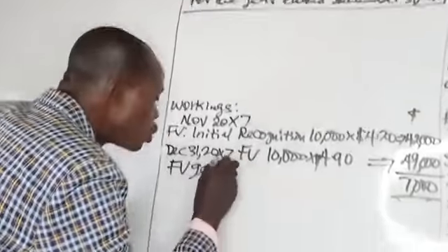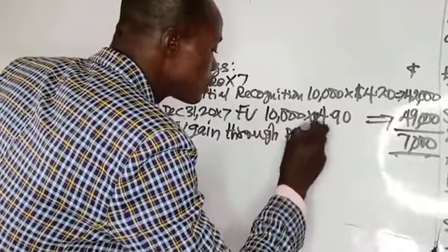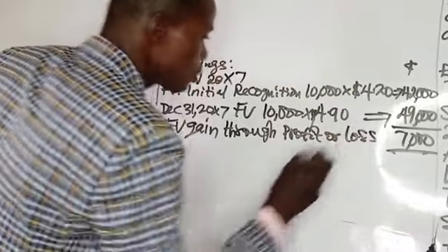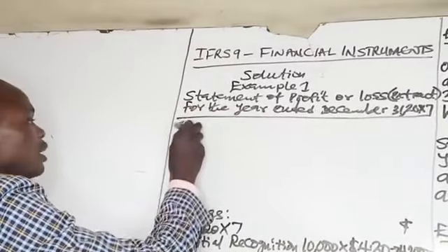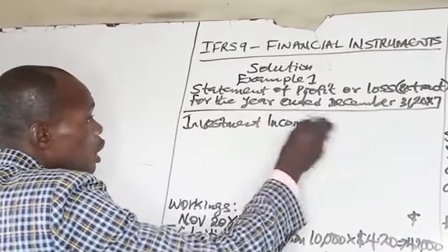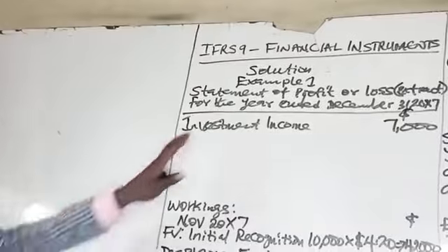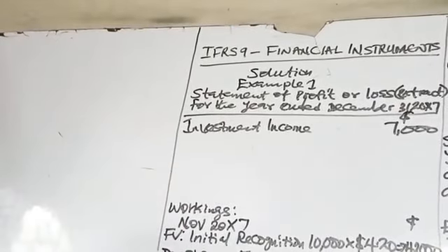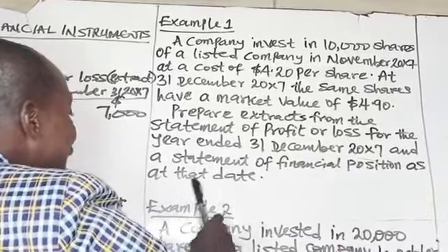So that means this fair value gain will be recognized through profit or loss. So we have investment income. On the face of the statement of profit or loss, we have investment income of $7,000. That is the extract of the statement of profit or loss. Then go back to the same question, and a statement of financial position as at that date.